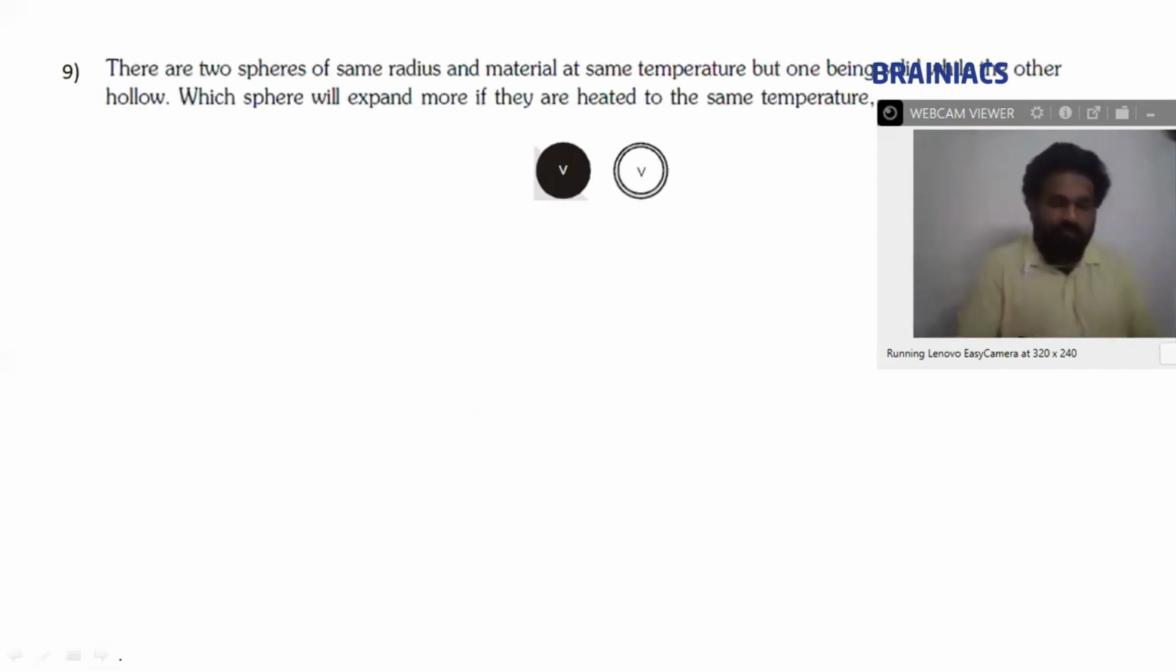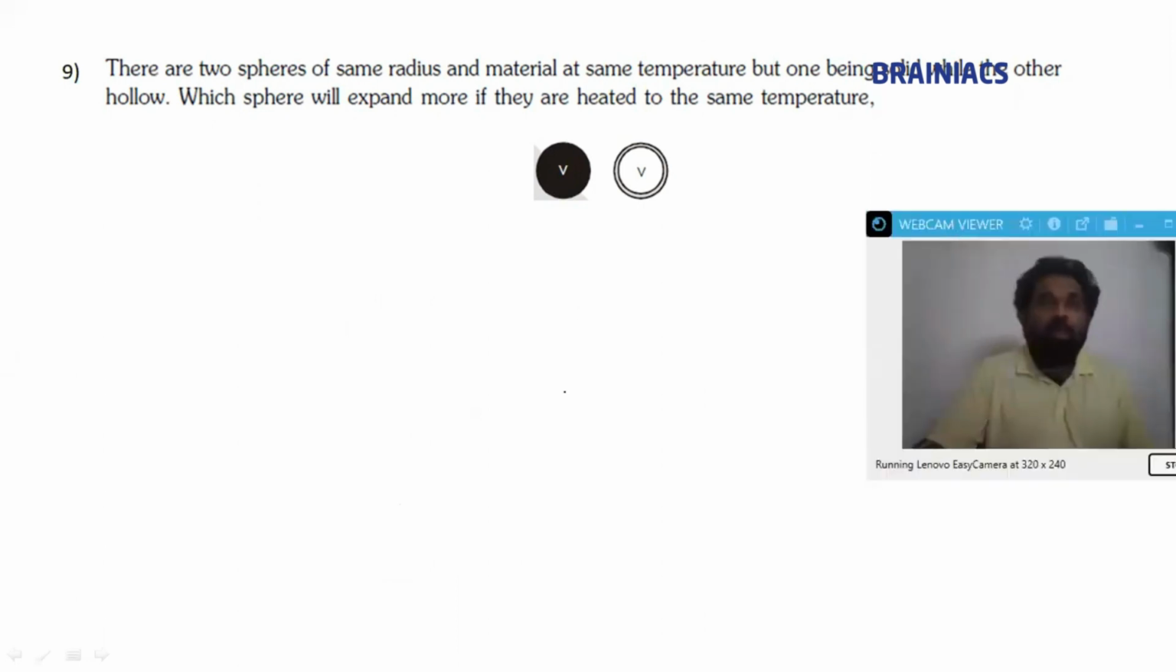Next problem. There are two spheres of the same radius and of the same material, but one being solid and the other hollow. Which sphere will expand more if they are heated to the same temperature? Currently we are quite sure that this will expand. There is no confusion in that, it will expand.